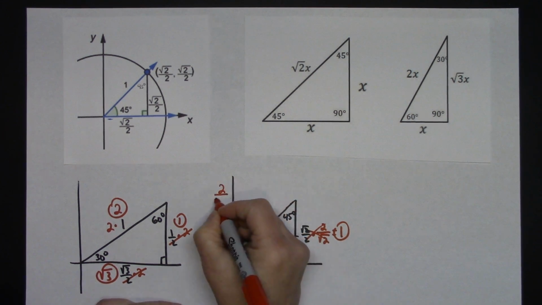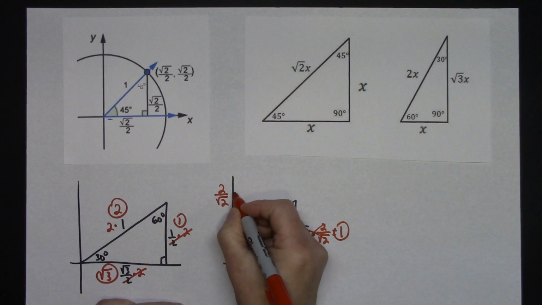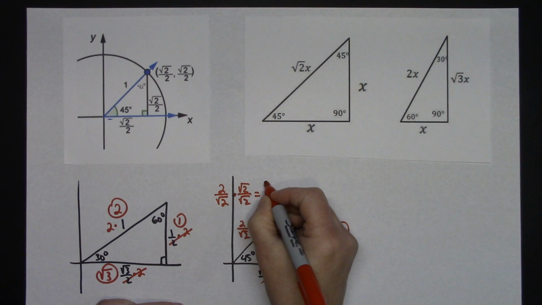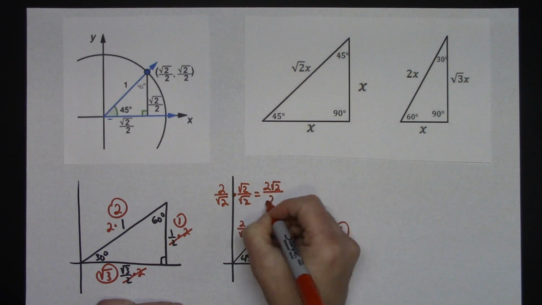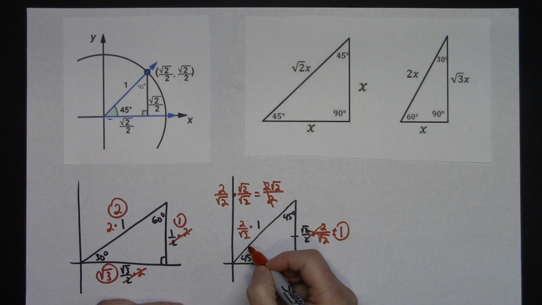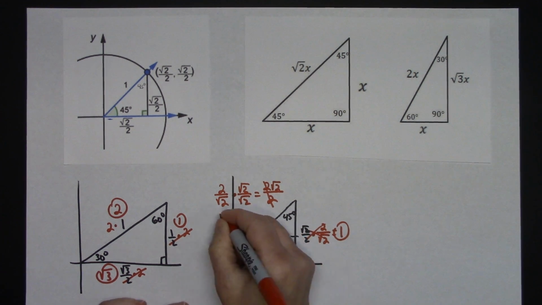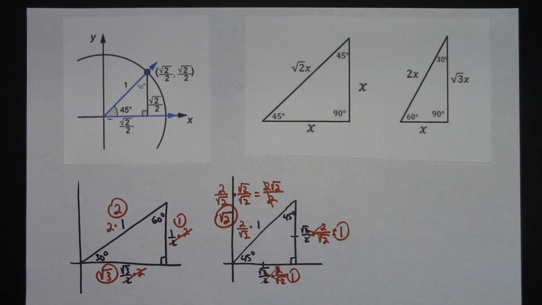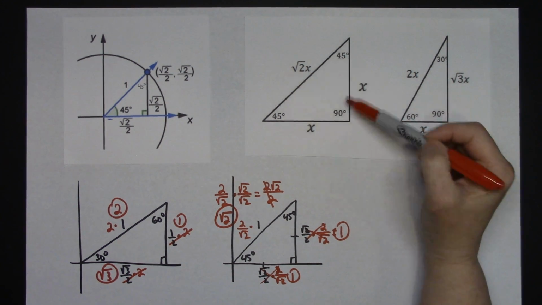If I start out with 2 over square root of 2, I want to rationalize that. So I'm going to multiply by square root of 2 over square root of 2. That'll give me a 2 square root of 2 over 2. Those two sides cross out. That is giving me an overall side on this one of square root of 2.